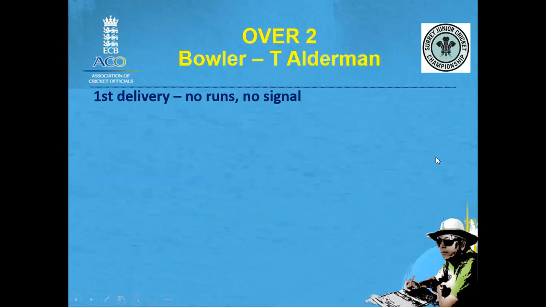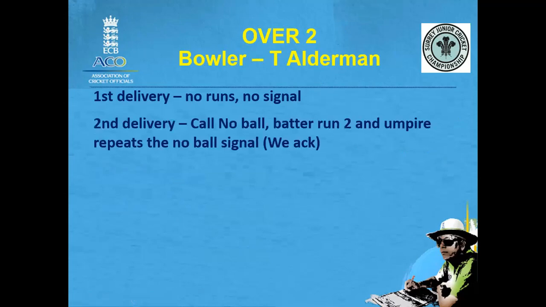Second over, so the umpire calls and signals over. Second over, the bowler is Alderman. First delivery, no runs, no signal. Second delivery, umpire calls no ball, the batters run 2, and the umpire repeats the no ball signal to us.